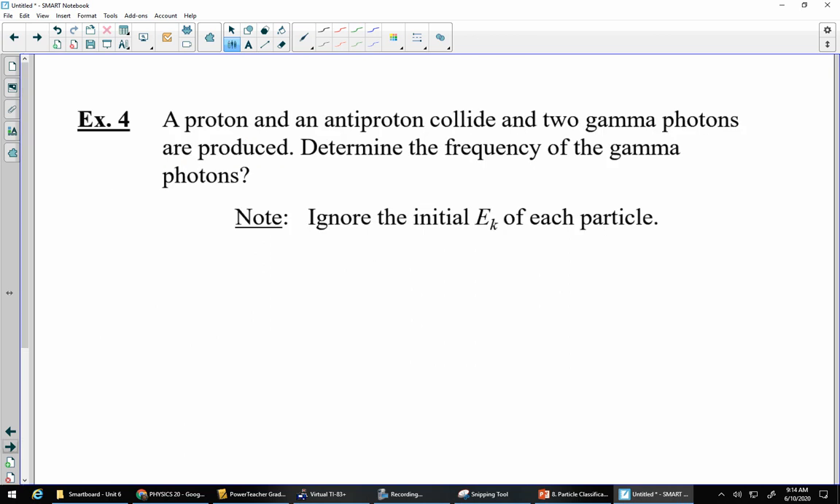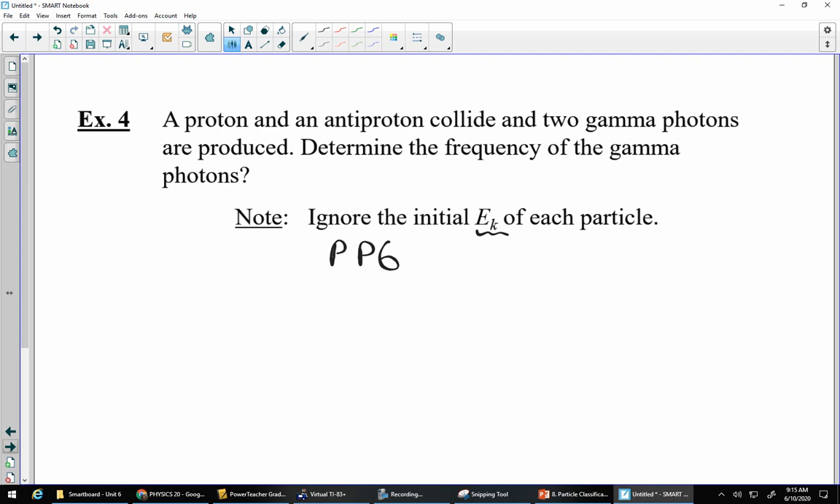I've got a proton and an antiproton collide, and 2 gamma photons are produced. We want to determine the frequency of the gamma photons, and we are going to, for simplicity's sake, ignore the initial kinetic energy of each particle. So they're coming together with essentially no kinetic energy. So first thing I would probably do is choose a physics principle. It's physics principle 6. So what is physics principle 6? It's our law of conservation of mass energy.